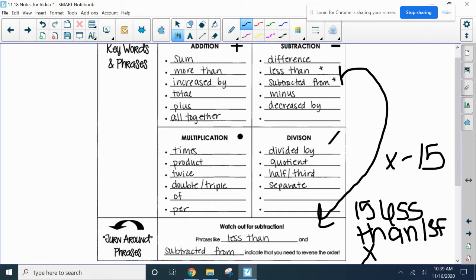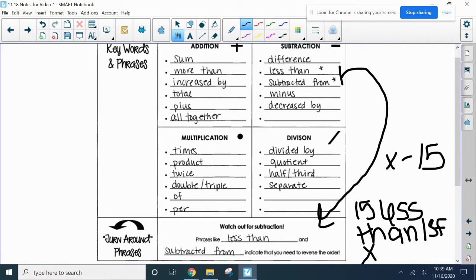So when you're writing it in numerical form, you'll have to pay attention to those two. So minus, again, is another word for subtraction. Decrease by, you're losing some. So you have to subtract however many you are decreasing or losing.